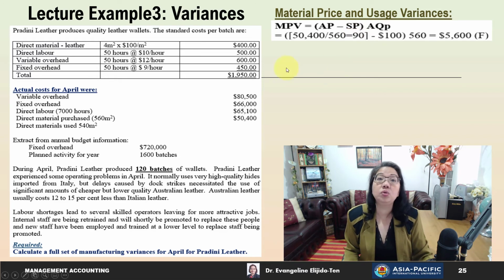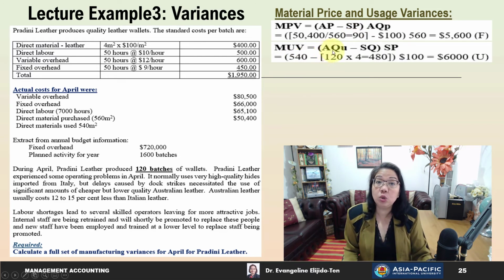Now let's go to material usage variance. The formula is actual quantity used minus the standard quantity times the standard price. So here, the actual quantity used is given at 540 square meters. So even if they bought 560 square meters, we will use the direct materials used, not purchased. So 540. The standard quantity has to be calculated. We know that the actual batches produced is 120. Then we will multiply that by the standard usage, 4 square meters. So 120 times 4 is 480.